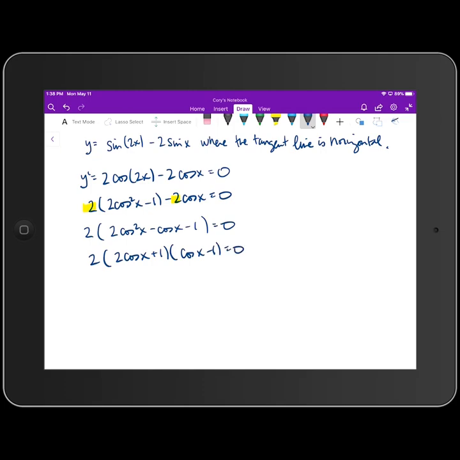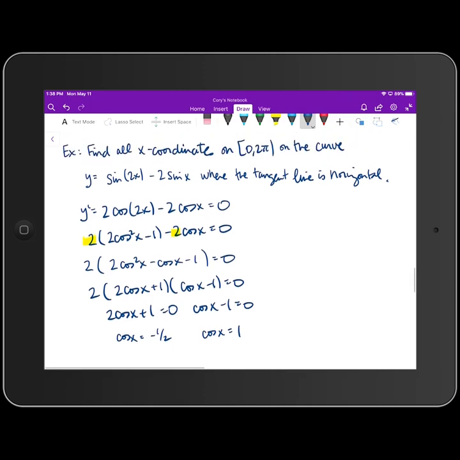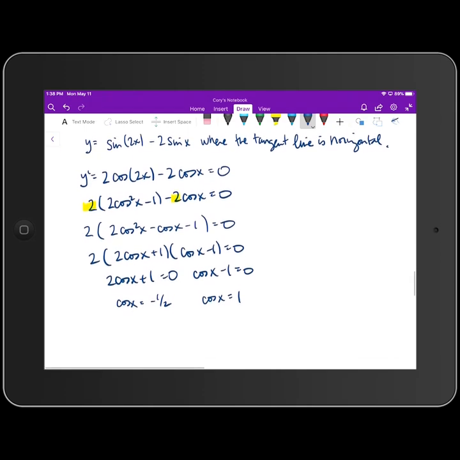So that product is going to be equal to 0 when either 2 cosine of x plus 1 is equal to 0 or the cosine of x minus 1 is equal to 0. So we're going to isolate the trig functions in both of these equations. That happens where the cosine of x is negative 1/2, and then for the second equation, where the cosine of x is equal to 1. So we're only looking for the solutions on the interval from 0 to 2 pi where that occurs.